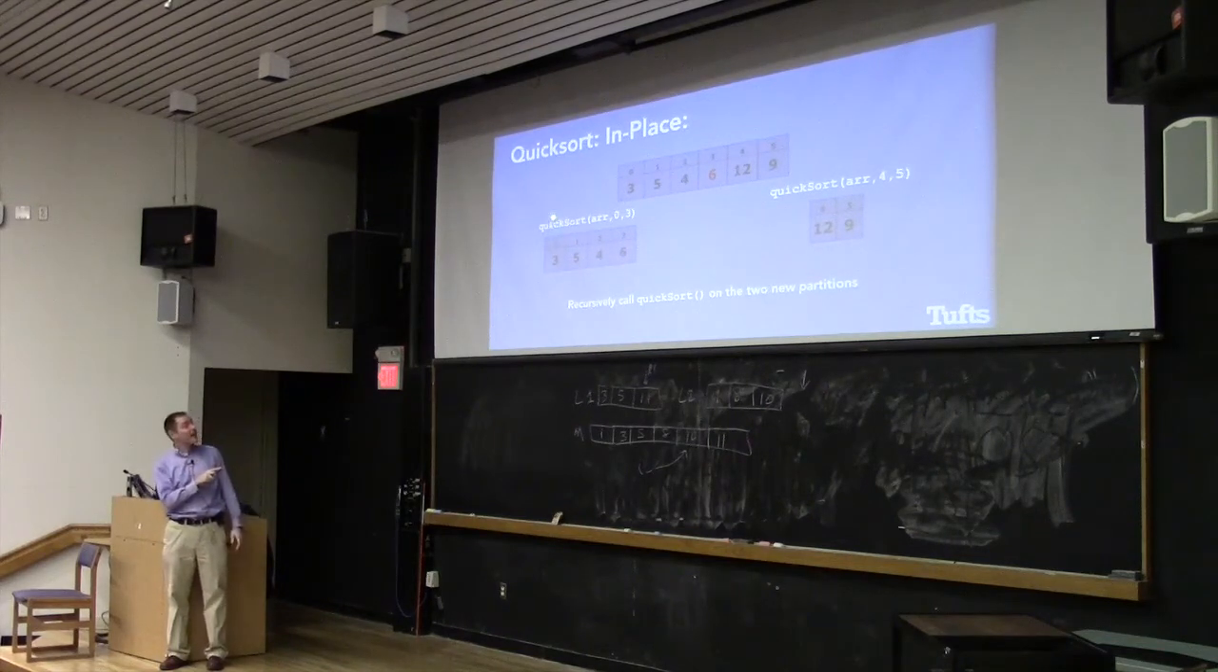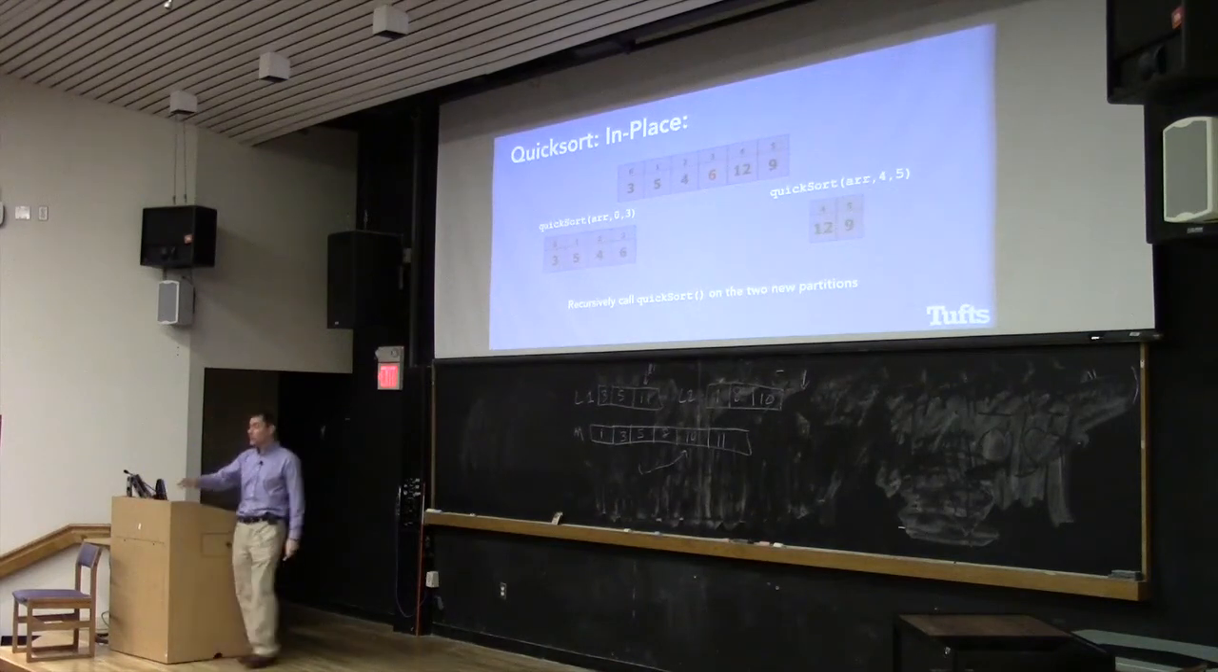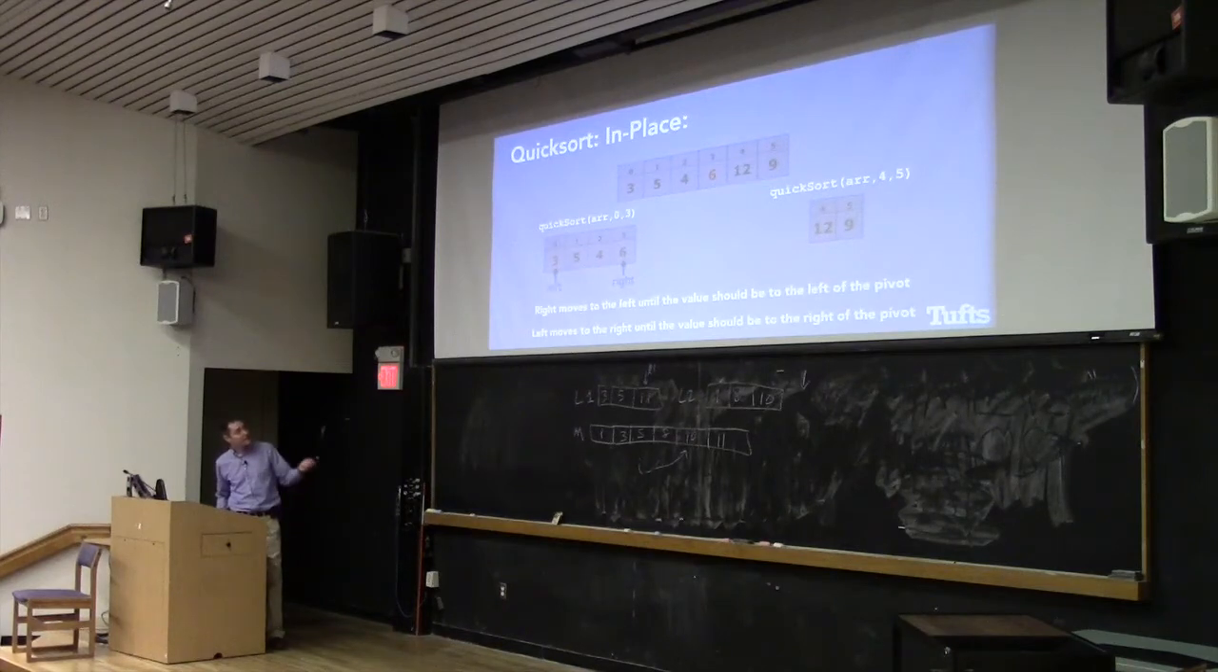If you do this now, you quicksort this guy and quicksort this guy, doing that partitioning thing with the exact same algorithm. In other words, check the right, check the left, etc. So the right moves to the left until it should be to the left of the pivot. This is our pivot. Should 6 be to the left of 3? No. So it should go there. Should 4 be to the left of 3? No. So it should go there. Should 5 be to the left of 3? No. So it should go here. Should 3 be to the left of 3?